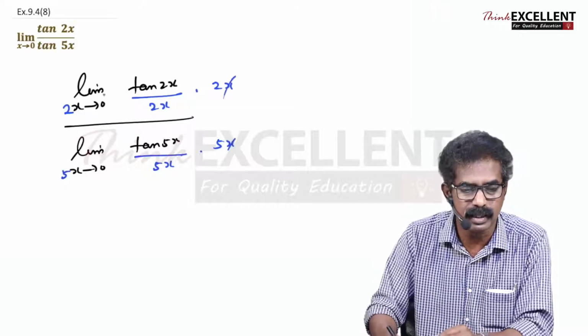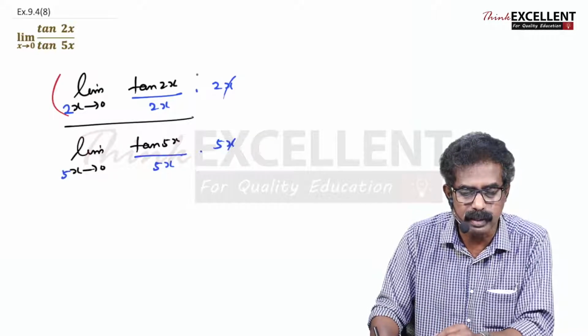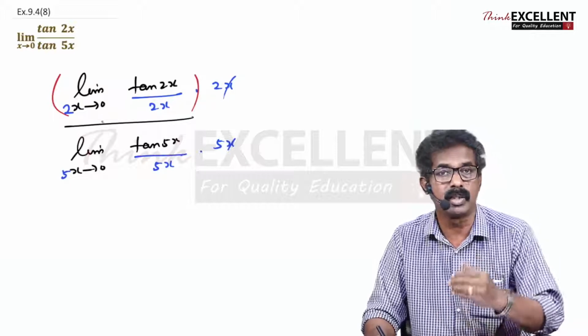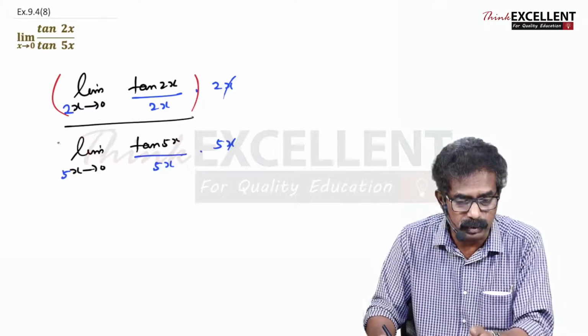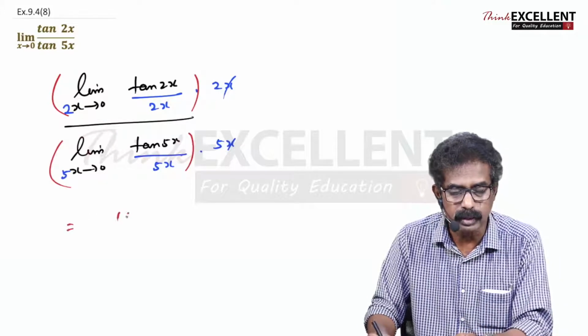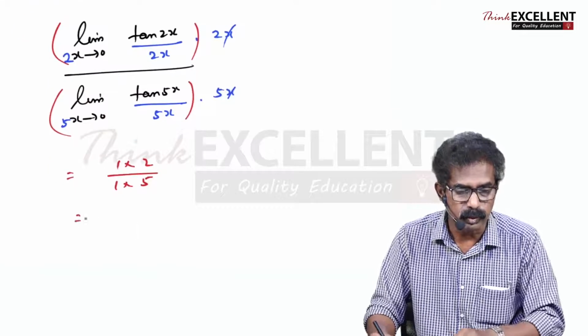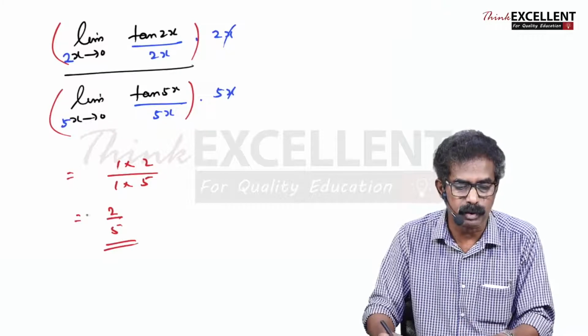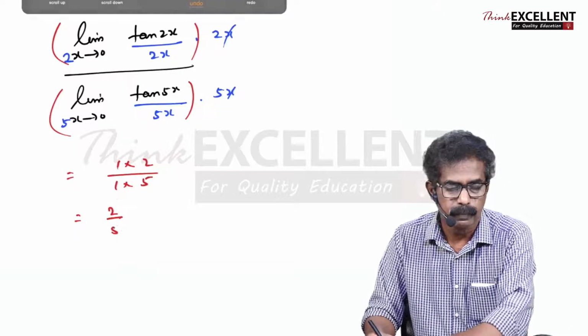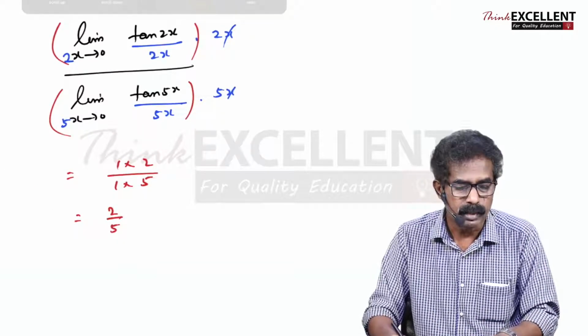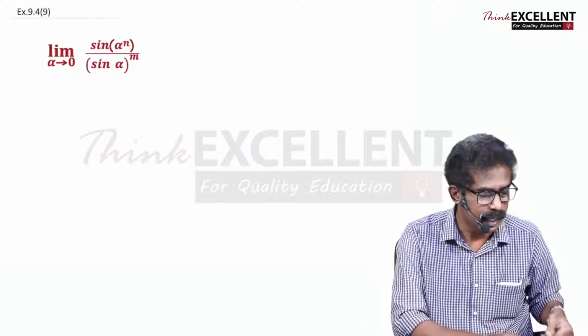x and x cancel. So now you know this part is 1. Limit theta tends to 0, tan theta by theta is 1. So your answer is 1 into 2 by 1 into 5. So the answer is what? 2 by 5. Okay, so hope you understood. So easy question. Now let's move on to question number 9.